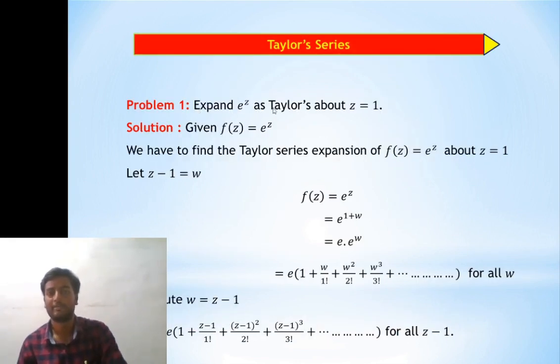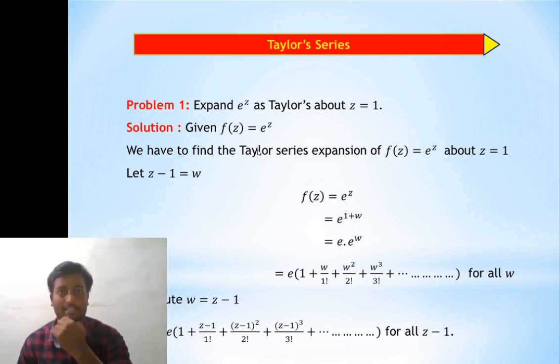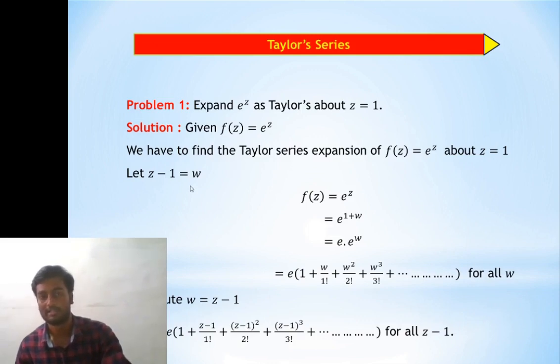Expand e power z as a Taylor series about z equal to 1. Now given f of z is e power z, we have to find the Taylor series expansion of f of z, e power z, about z equal to 1. About z equal to 1 means, let us assume z minus 1 as w. This is the simplest way.